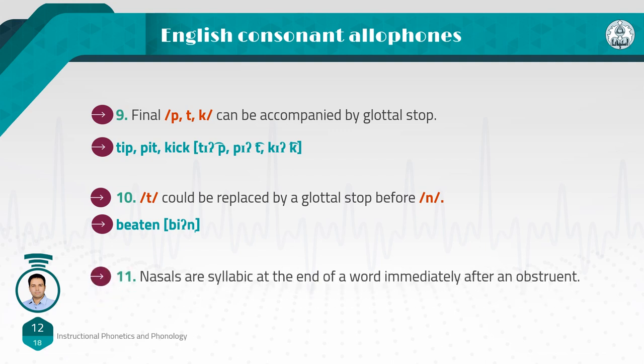11. Nasals are syllabic at the end of a word immediately after an obstruent. Leaden, chasm. You can see that these nasals, which came at the end of the words, are syllabic because they come immediately after an obstruent.